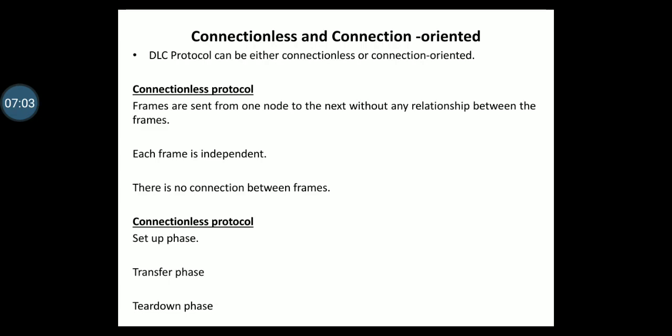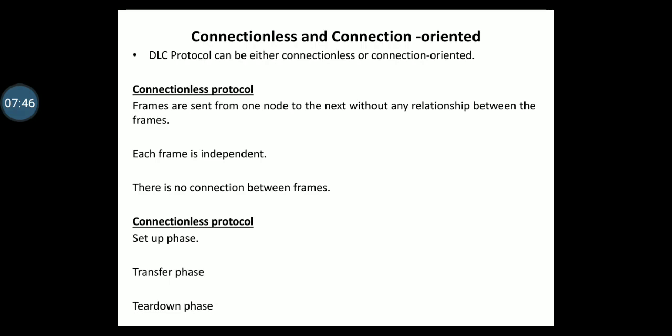Each frame is independent. The term connectionless here does not mean that there is no physical connection, transmission medium, between the nodes. It means that there is no connection between frames. The frames are not numbered and there is no sense of ordering. Most of the data link protocols for LANs use connectionless protocol. Next we'll discuss, I made a mistake, it is the connection oriented protocol.